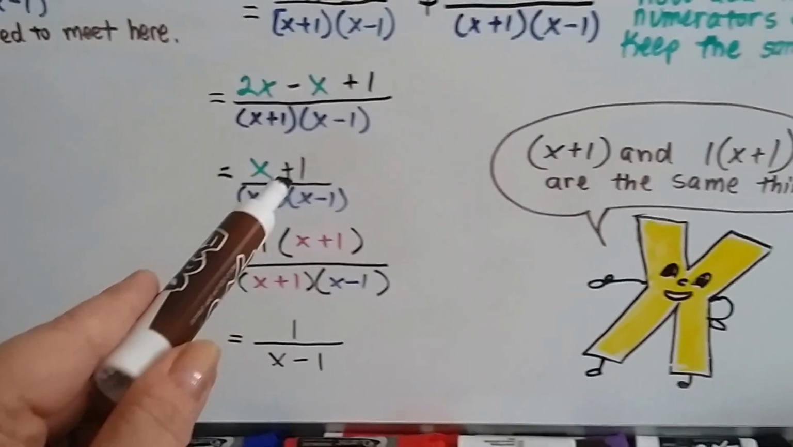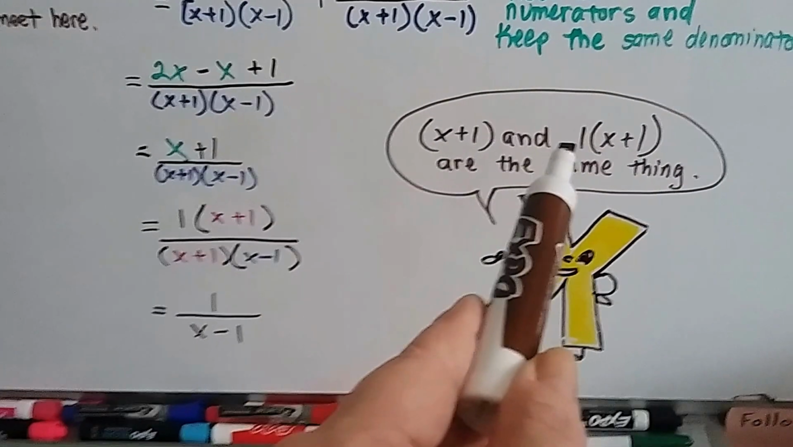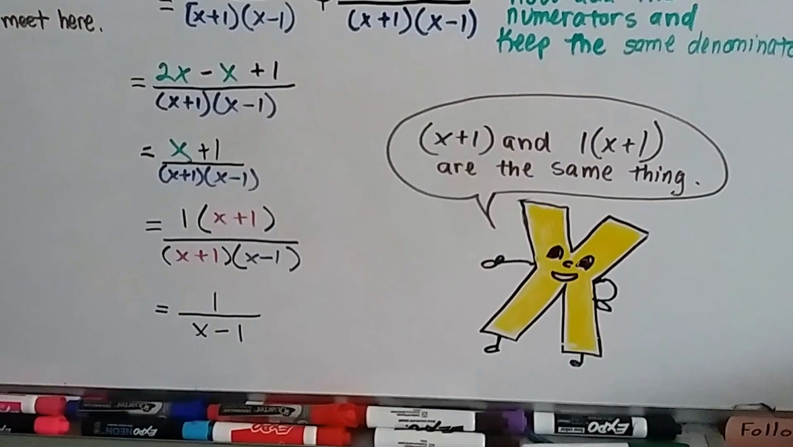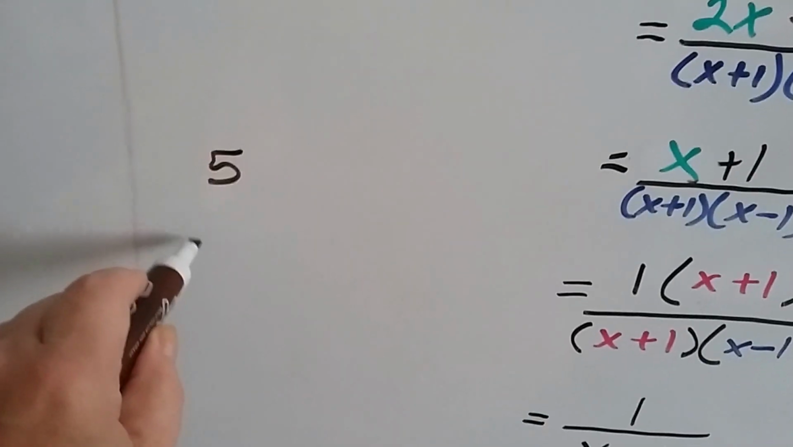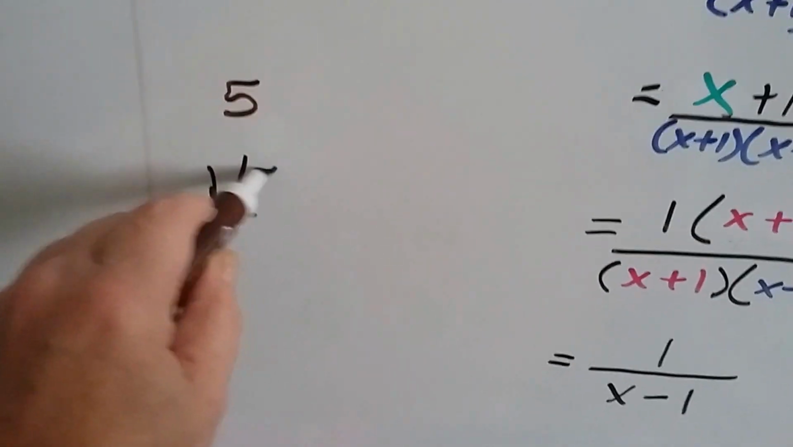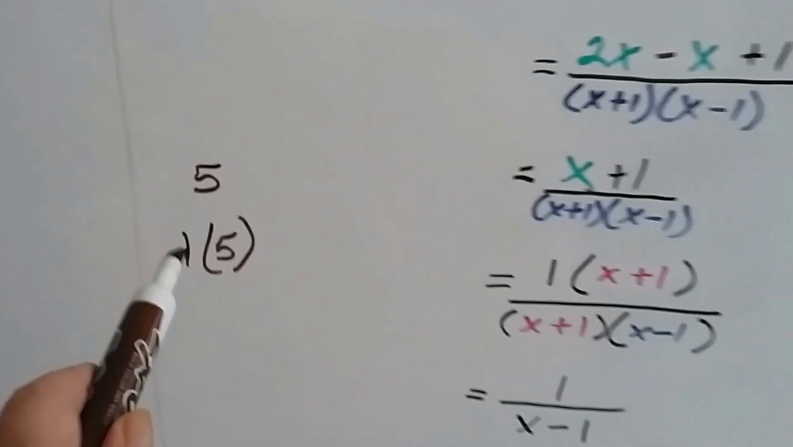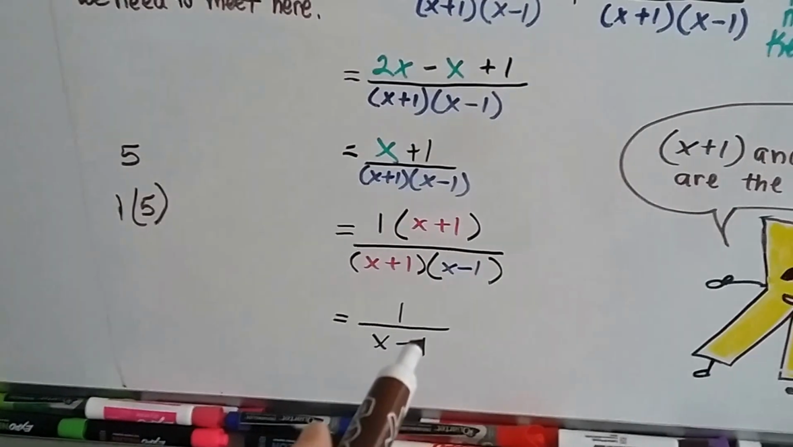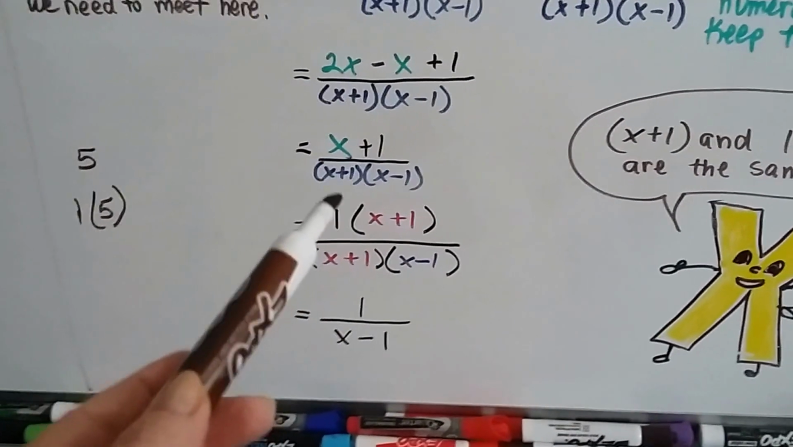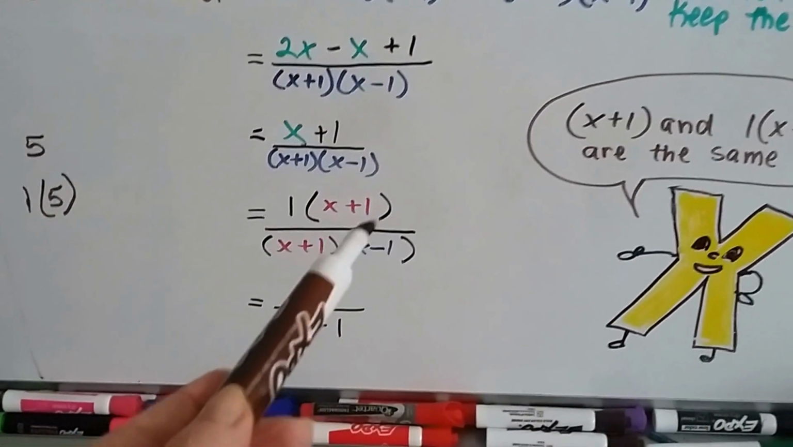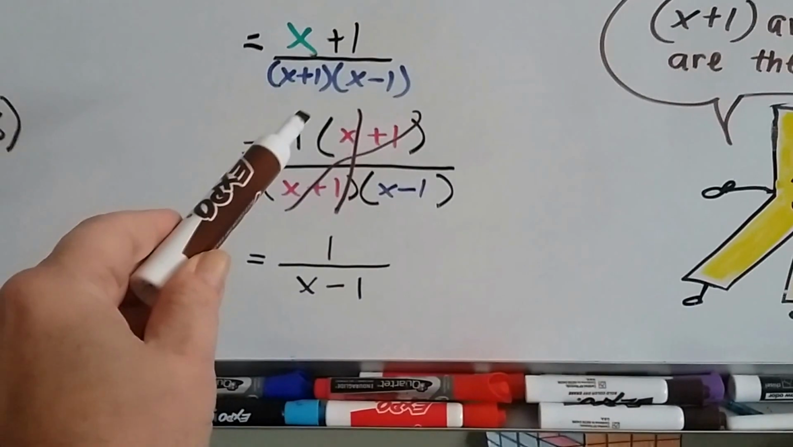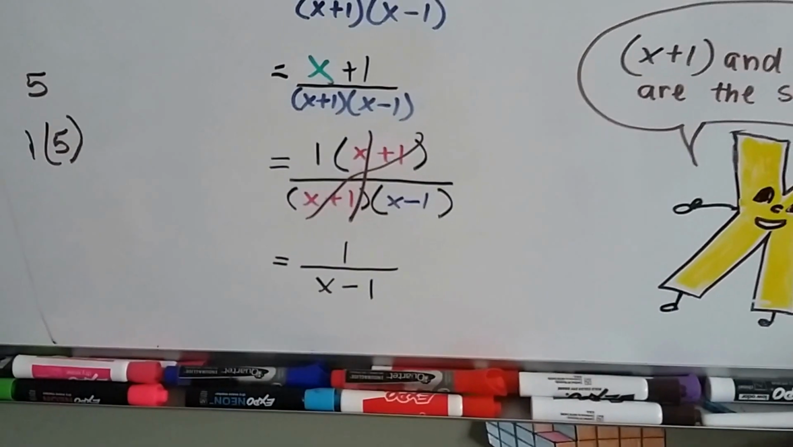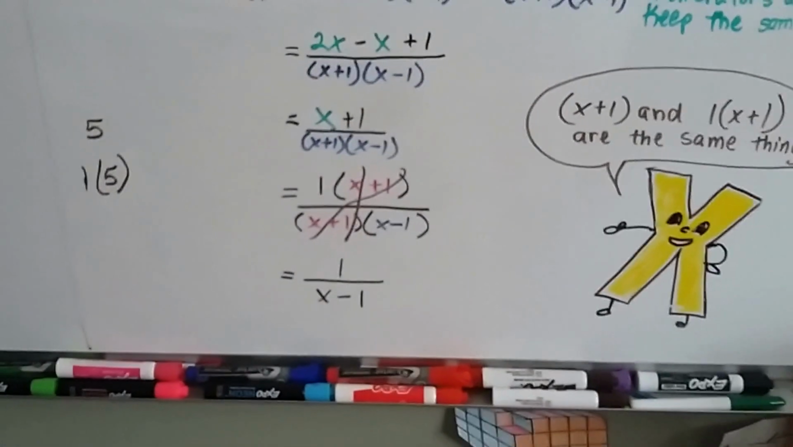Well, x plus 1 is the same thing as 1 times x plus 1, isn't it? Just like 5 is the same thing as 1 times 5, isn't it? So that way we can have a numerator. So by saying it's the same thing as 1 times x plus 1, we can cancel these guys out and have 1 over x minus 1. See? See how I did that?